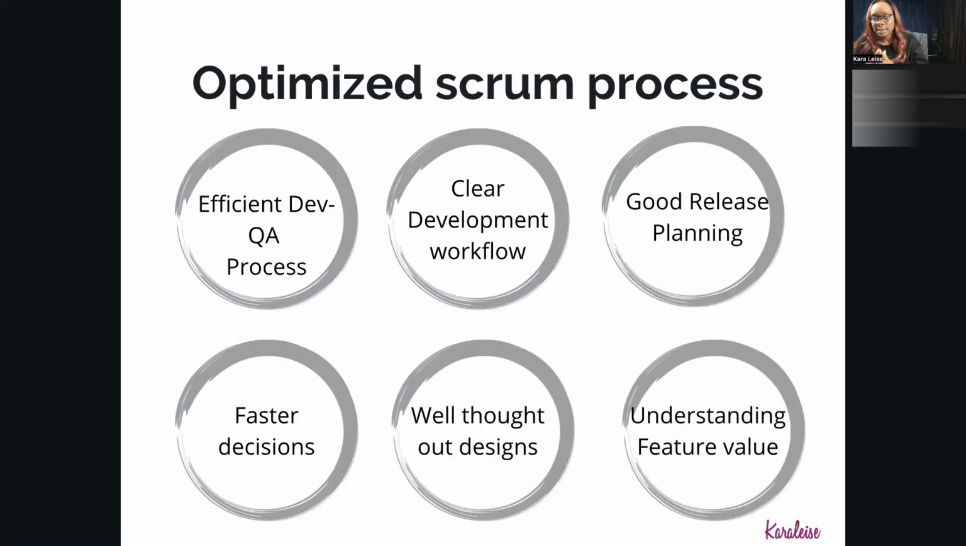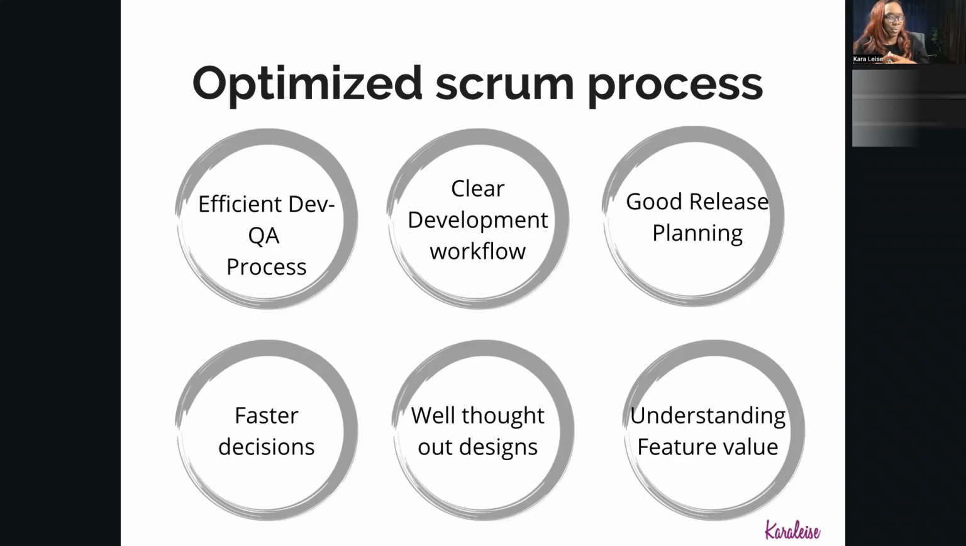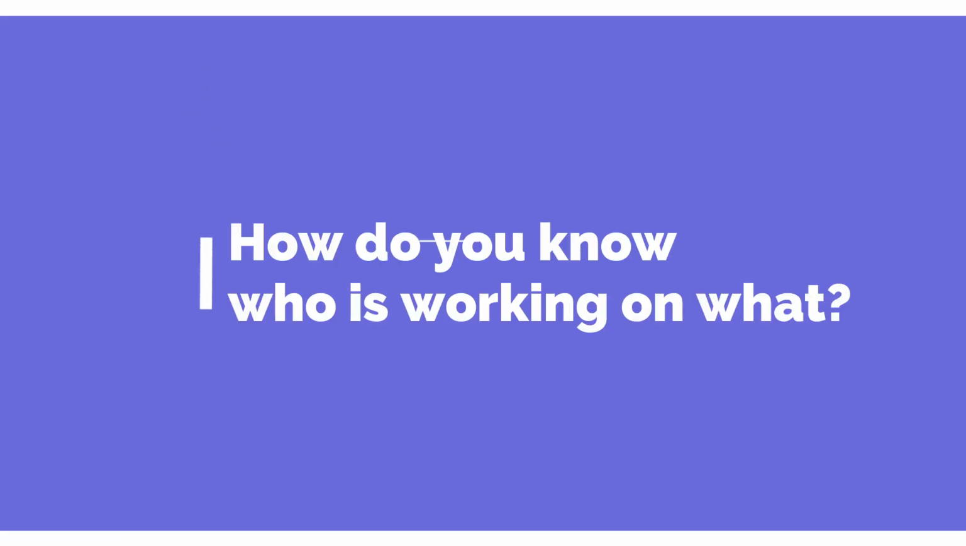In order for you to optimize the Scrum process, you definitely want to have an efficient dev to QA process. So in other words, how do you test what was built? If you can't test it, it's not really a good story, right? So you need to have a good way to test that. You need to have a clear workflow. How do you know who's working on what and where are they in the process of working on this thing?